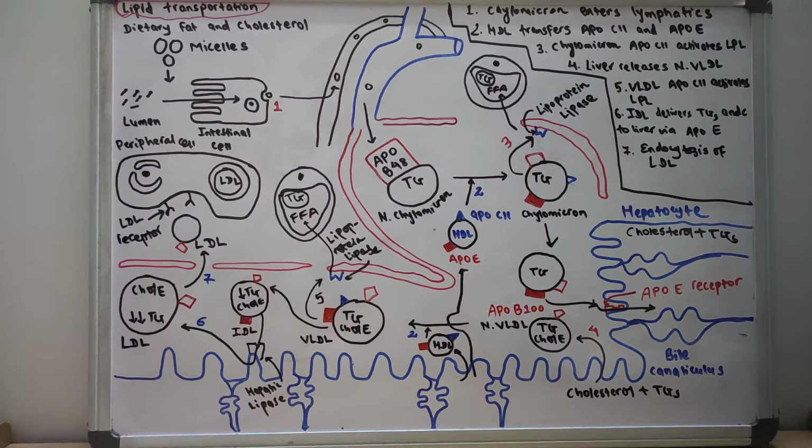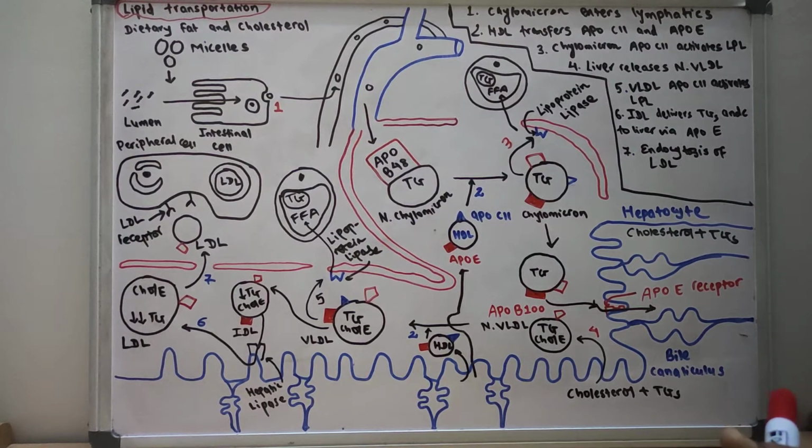The very low density lipoprotein has apolipoprotein E and C2, whereas the intermediate density lipoprotein has apolipoprotein E, apolipoprotein C2 and apolipoprotein B100. The low density lipoprotein has only apolipoprotein B100, whereas the high density lipoprotein has apolipoprotein E, A1 and C2. You also need to know about the different lipoproteins.